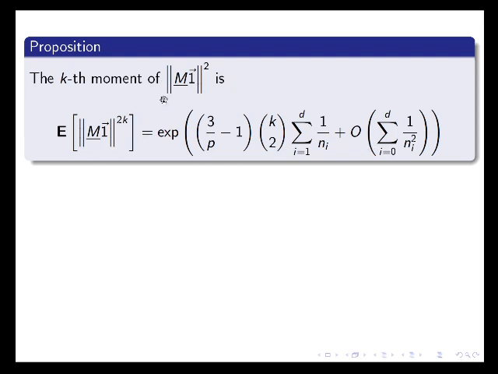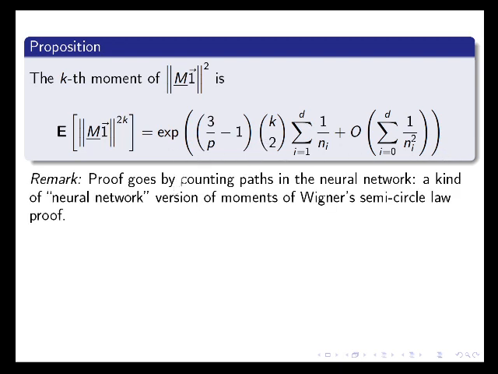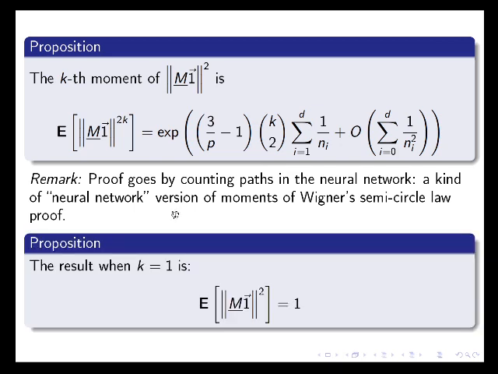So we have to show the kth moment of this funny random matrix is this funny thing here with the 3 over p minus 1. And the proof is going to be some kind of path counting argument. I think of this as a kind of neural network version of the semicircle law proof with moments, if you know that. So let's start with the easiest possible case. I'll show you that case first.